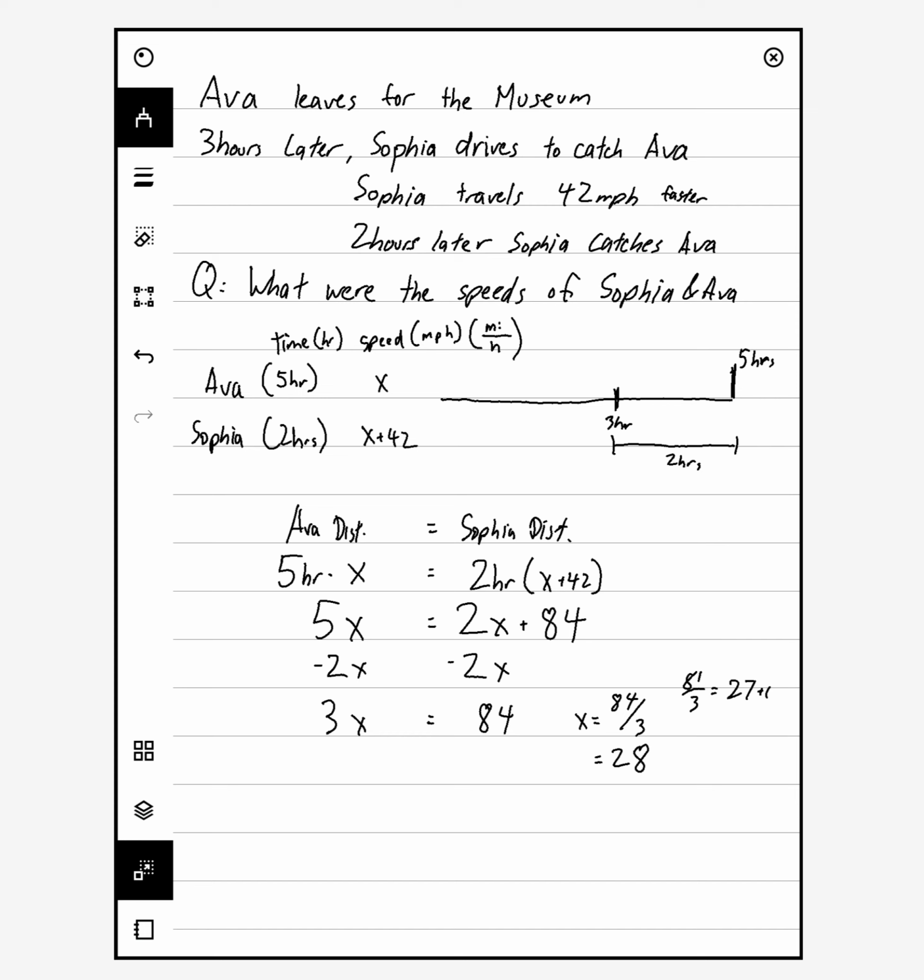Okay, so that means that Ava was going 28 miles per hour. And then Sophia was going 42 miles per hour faster. So that's going to be 70 miles per hour. Okay, cool. And then that's your answer.